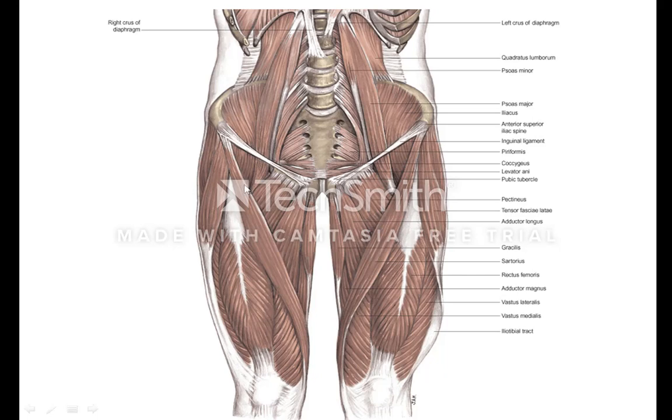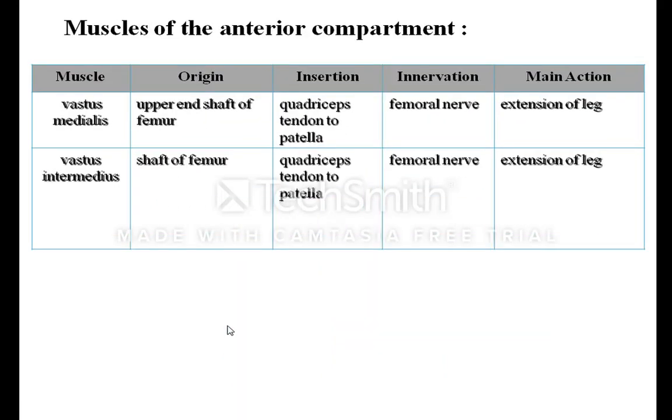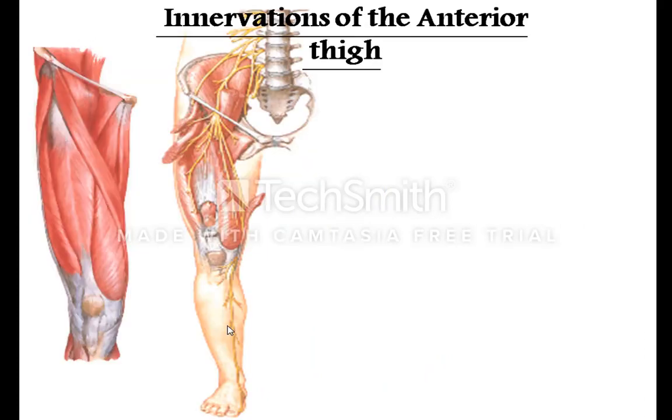Again, in this picture, this is the sartorius muscle, and this is the rectus femoris. It has two heads, the straight head and the reflected head. This muscle here is the pectineus muscle. This is the vastus medialis and the vastus lateralis here. So both the vasti muscles are innervated by the femoral nerve.